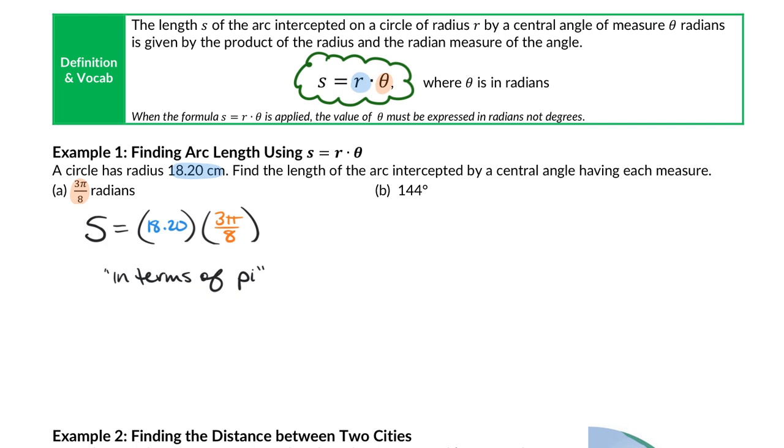Which means that S is equal to, in terms of pi, 6.825 pi centimeters. But if it just asks you for an estimated number, you can press the pi button, which means then we would do 18.20 times 3 pi divided by 8. Or just take that number we just got and multiply it by pi with the pi button, not 3.14. Please use the pi button.